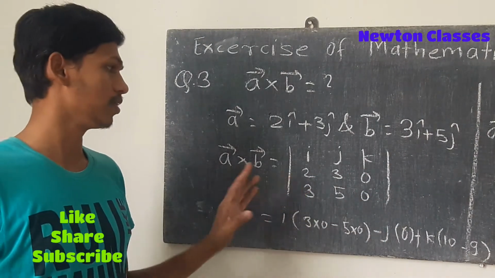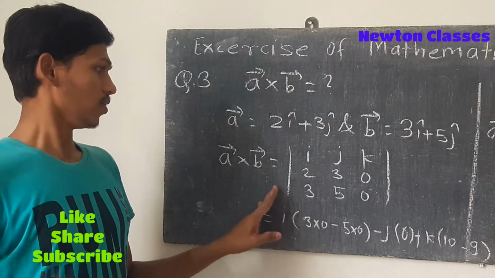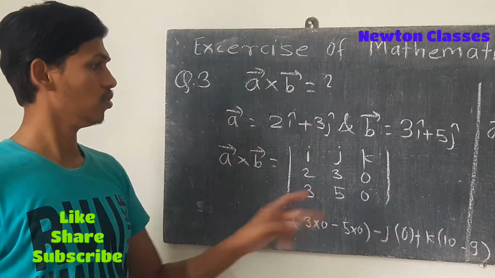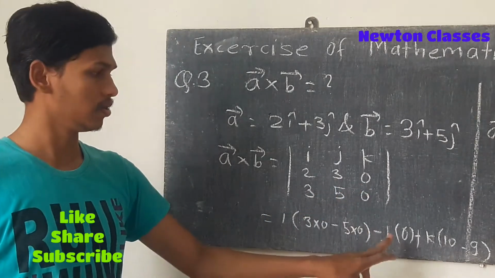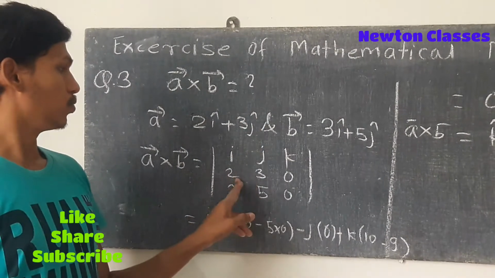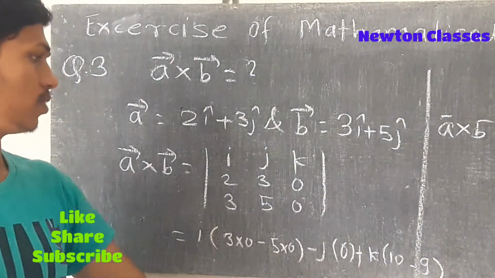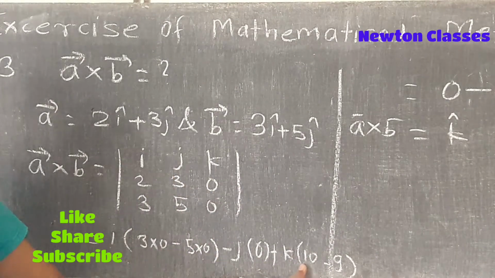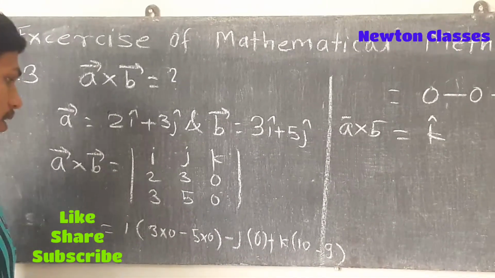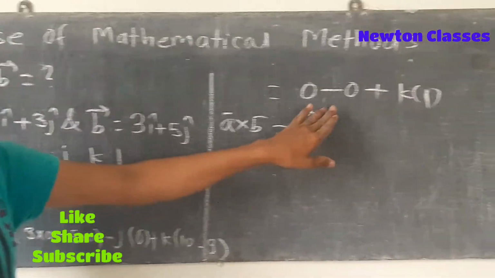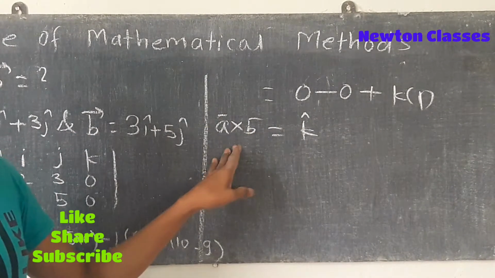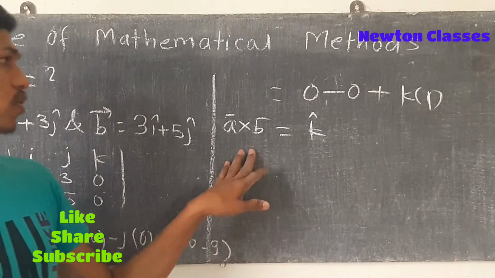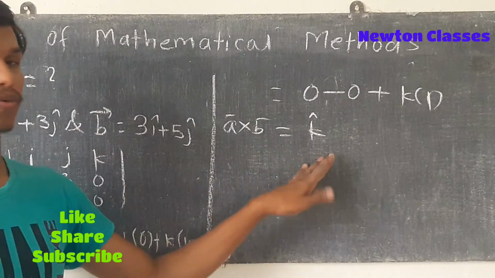Now we can solve this determinant. You know how to solve this. First, i into bracket 3 into 0 minus 5 into 0, minus j in the bracket 2 into 0 minus 0 into 3, means 0, plus k in the bracket 2 into 5, means 10, minus 3 into 3 is equal to 9. So we get 0 minus 0 plus k into 1, that means A cross B is equal to k cap. Therefore the cross product of vector A bar and B bar is equal to k.